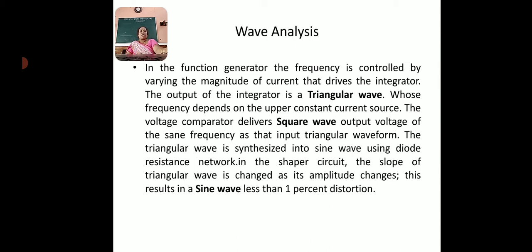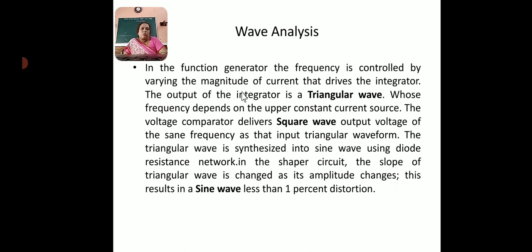In the function generator, the frequency is controlled by varying the magnitude of the current that drives the integrator. Then the output of the integrator is in the form of a triangular wave. So in this way we get the triangular wave.